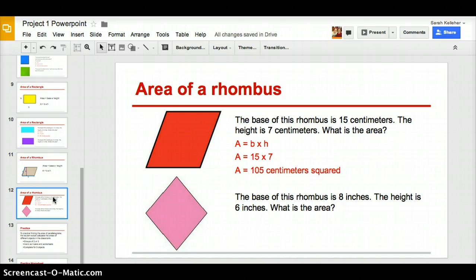These are more practice problems for finding the area of a rhombus. As with the other slides, the instructor would solve the first problem to show the students how to find the area of a rhombus, and the students would offer steps on how to solve the second one.